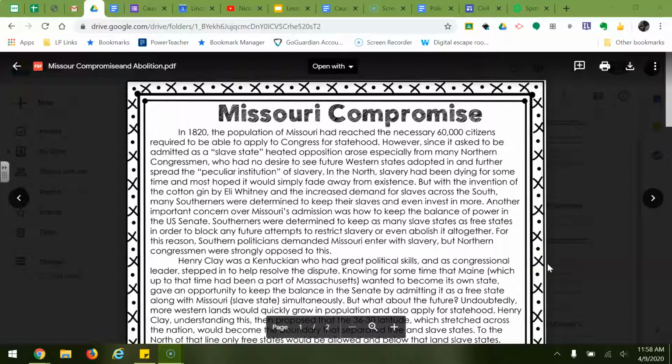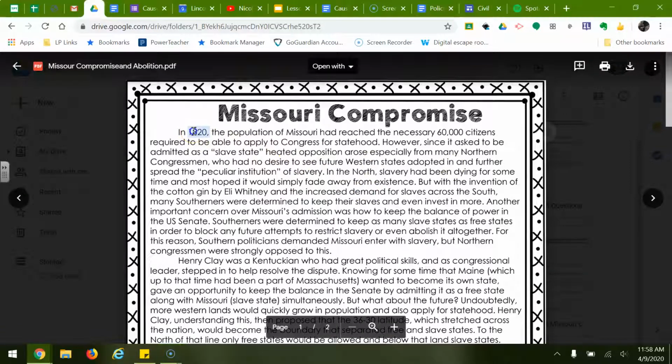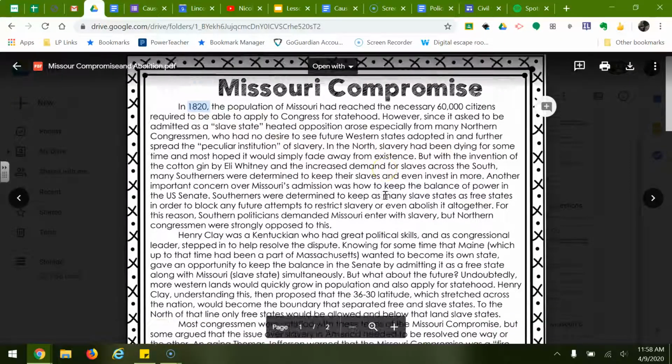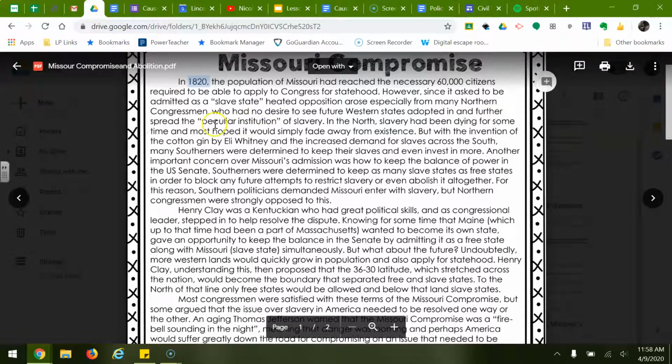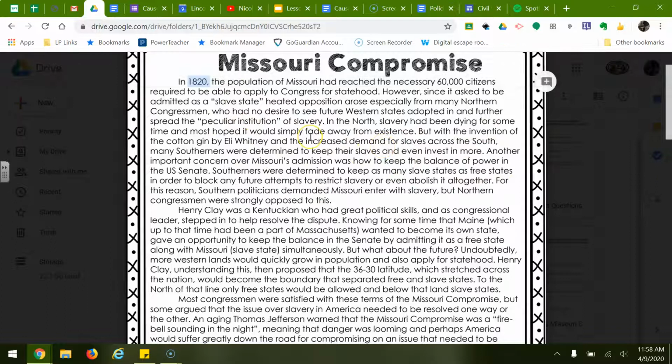All right, so Missouri Compromise. We've gone over this a few times, so this is going to be pretty quick. By the time 1820 comes around, Missouri is ready to become a state, and it wants to be a slave state. But that would upset the balance in the Senate, so they have to figure out something else.